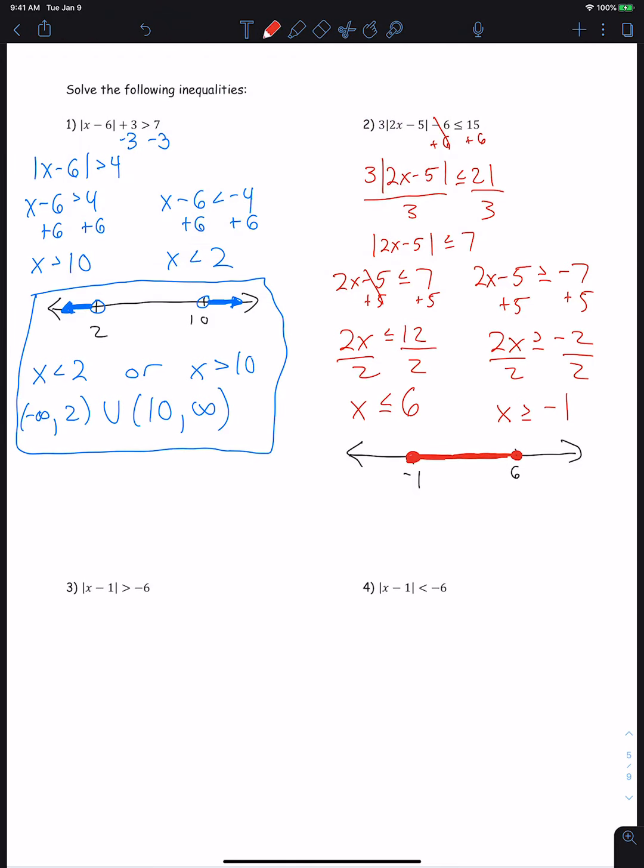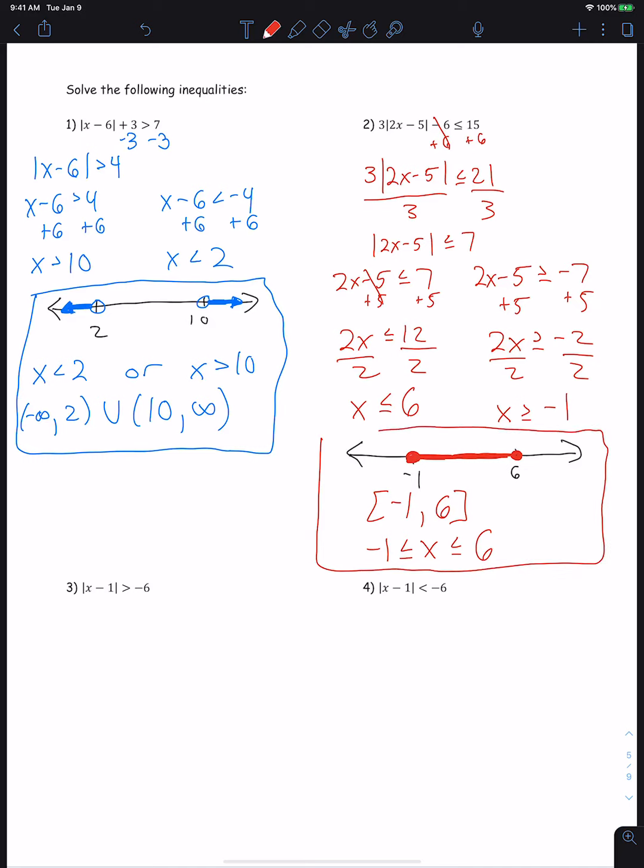You could also write this in interval notation. So that would be, we include negative 1, so it would be from negative 1 to 6. And we include 6 also, so we use brackets. Or we could use inequality notation. And this would be an "and" inequality because you can fulfill both inequalities at the same time. So that would be negative 1 is less than or equal to x, which is less than or equal to 6. And that would be our answer.